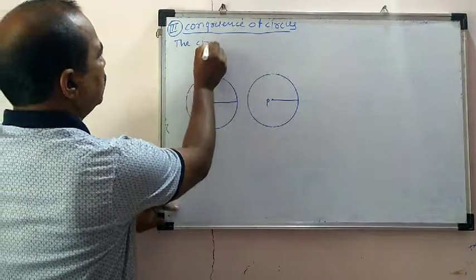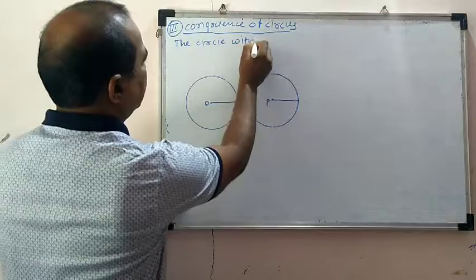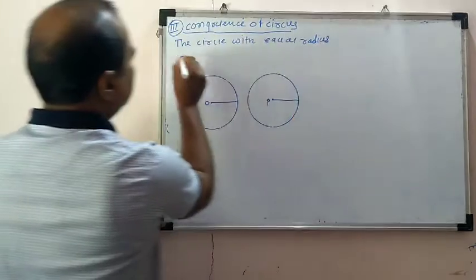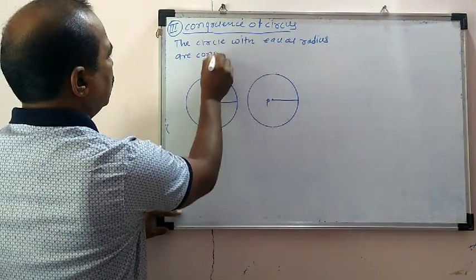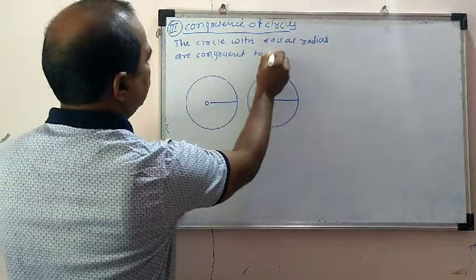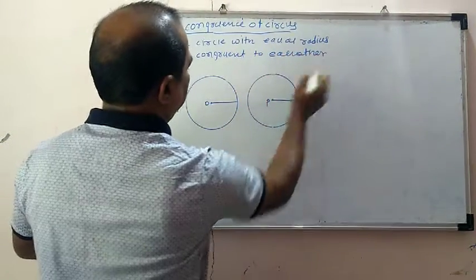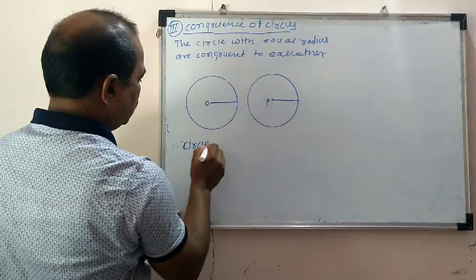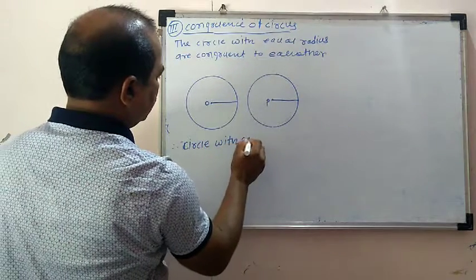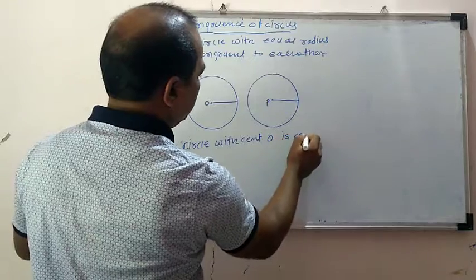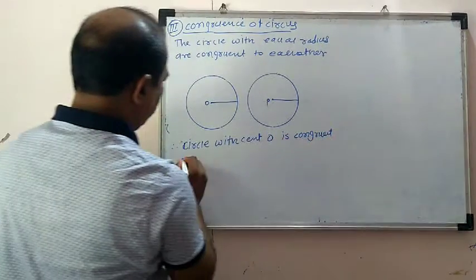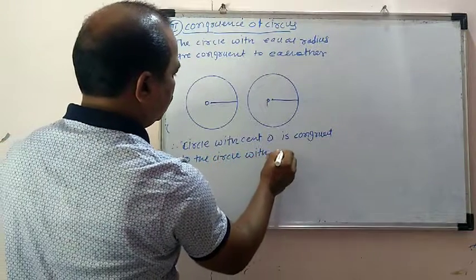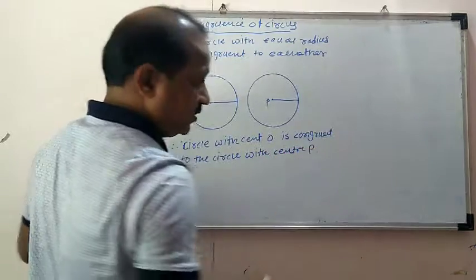The circles with equal radius are congruent to each other, and therefore we write here circle with center O is congruent to the circle with center P. Clear, students?